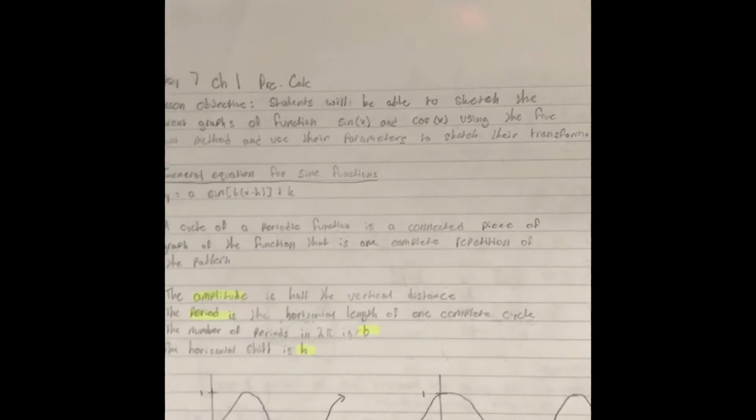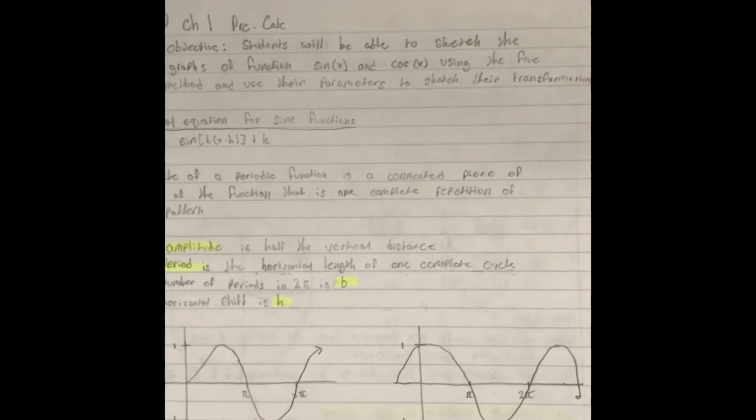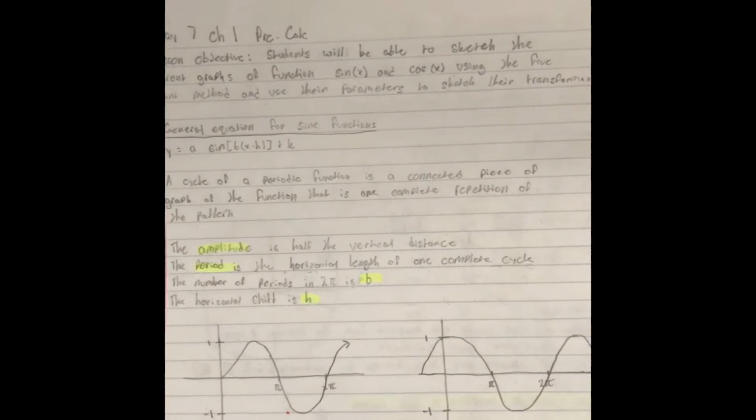For day 7, we sketched the parent graphs of the functions sine x and cosine x using the 5-point method. Right here's a couple examples. Some more examples right here.